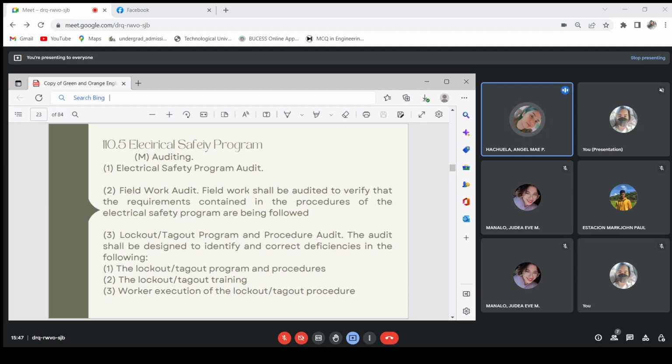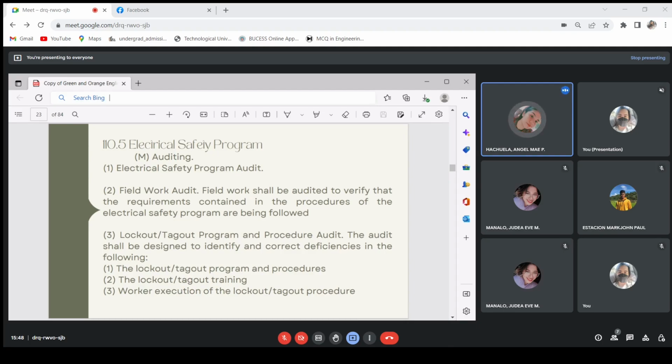Number 2 is field work audit. Field work shall be audited to verify that the requirements contained in the procedures of the electrical safety program are being followed. When the auditing determines that the principles and procedures of the electrical safety program are not being followed, the appropriate revisions to the training program or revisions to the procedure shall be made. Audits shall be performed at intervals not to exceed 1 year.